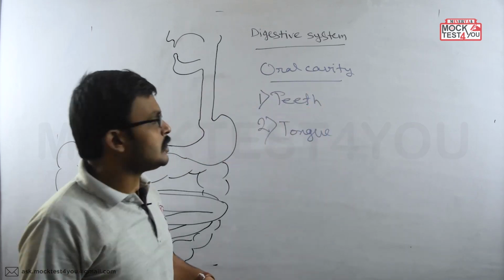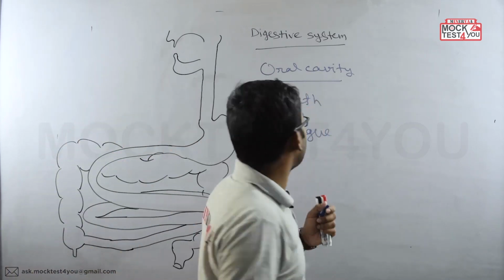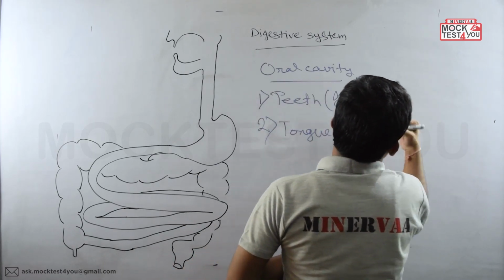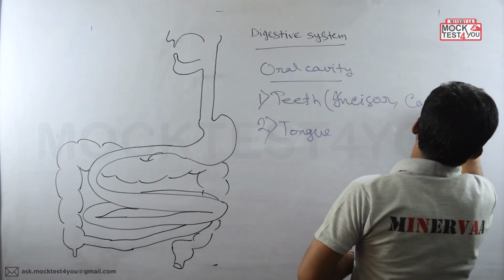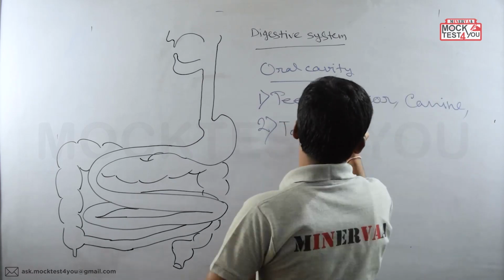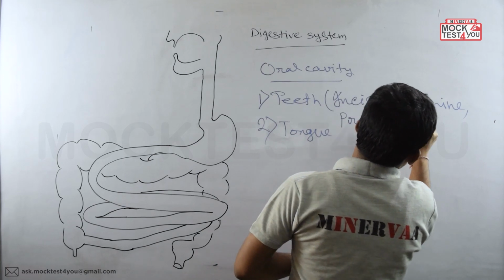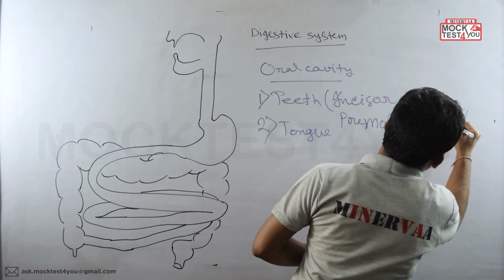Now you know that the teeth are of 4 different types in an adult body, starting from the incisor, then canine, then the premolar, and at the end, the molar is present, okay?